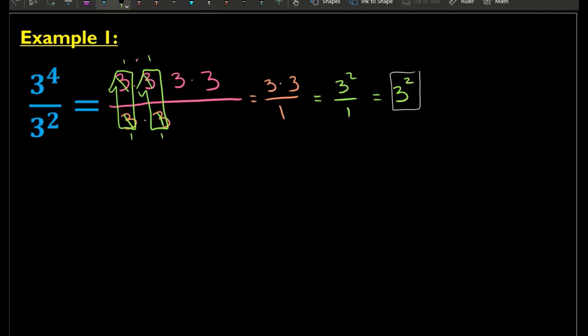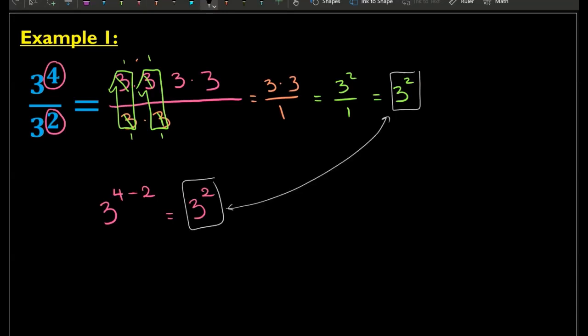Now, can we come up with a shorter way to do this? We can look at the exponents of the problem, 3 to the 4th divided by 3 to the second power. What should I do to get 3 to the second power? All we have to do is subtract the exponents. 4 minus 2 gives 3 to the second power.